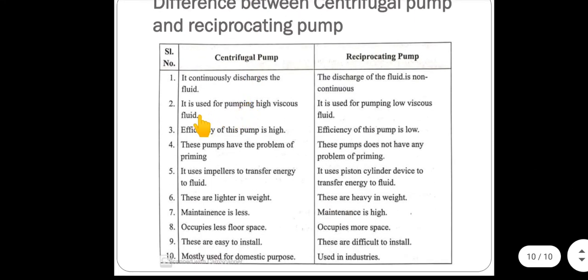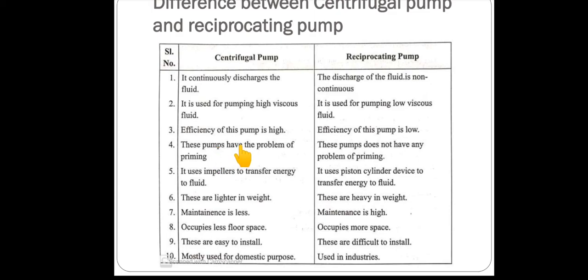The next difference is that a centrifugal pump is used for pumping highly viscous fluid. What is viscosity? It is the resistance offered to the flow of one layer of fluid over another layer. A centrifugal pump is usually used for high viscous fluid and a reciprocating pump is used for low viscous fluid. Let me give an example: water and oil, where oil has higher viscosity. So centrifugal pumps are used for high viscous fluids like oils, and reciprocating pumps for low viscous fluids like water.